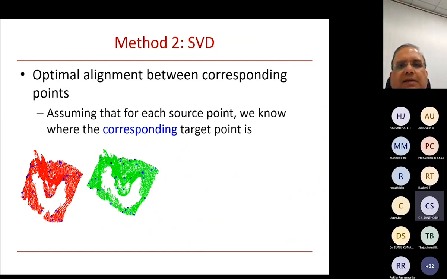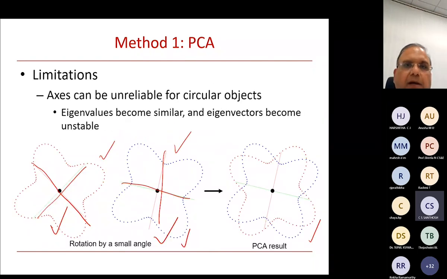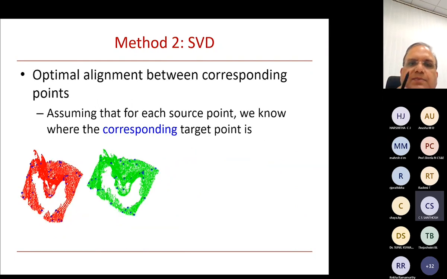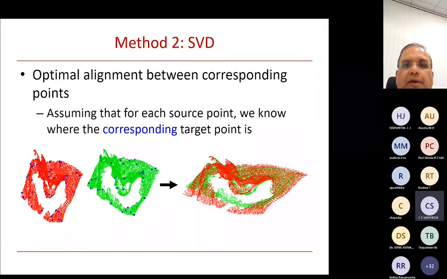So in PCA you see that the alignment happens in one go, right? You directly have two sets, you analyze them, you get the features in these axes, and then just align these axes in one go. But in case of SVD, this is like an iterative procedure. So it is considered to be quite robust as compared to PCA.